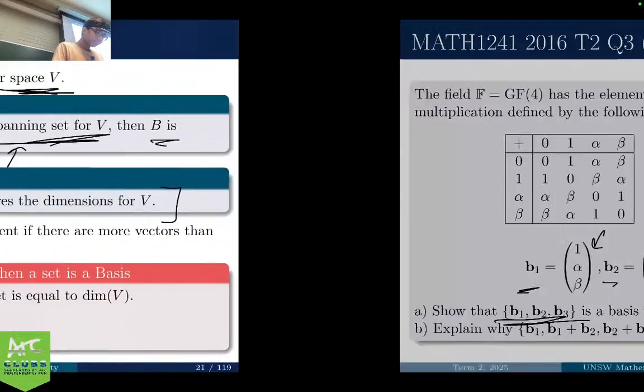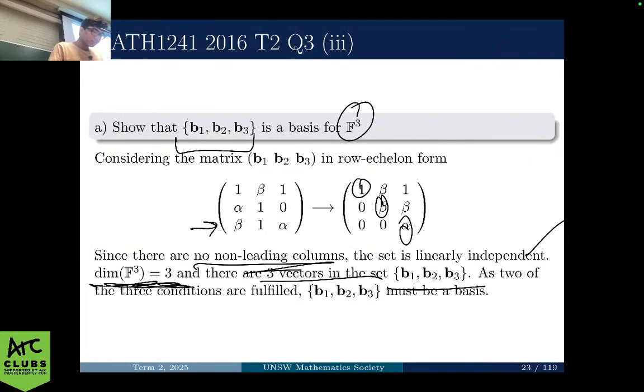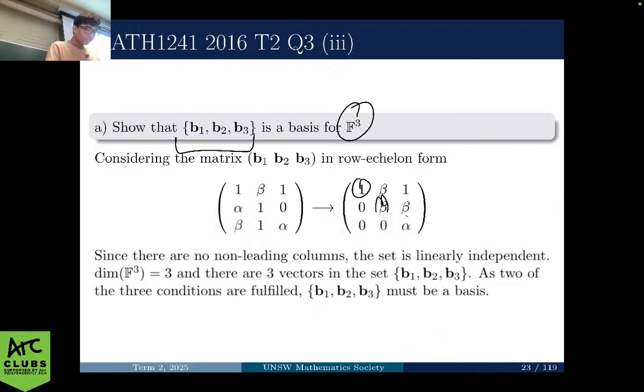So these two, we have this is true, and we have this is true. So we don't really need a proof for this bottom one. We have 2 of these 3 conditions true. As a result, we know that B1, B2, B3 must be a basis. Does that make sense? Any questions? Cool.